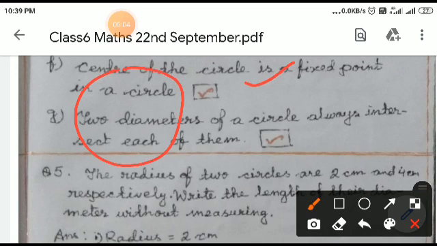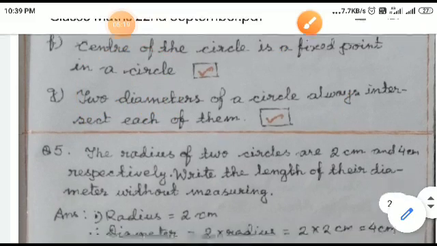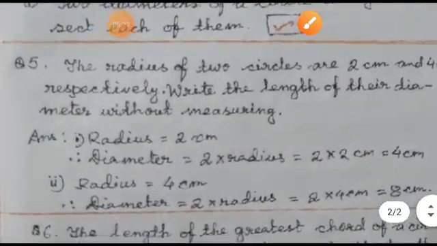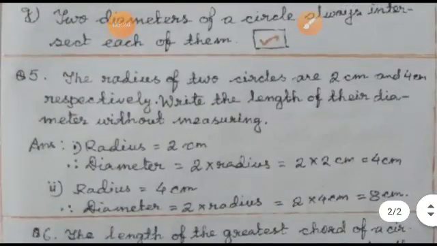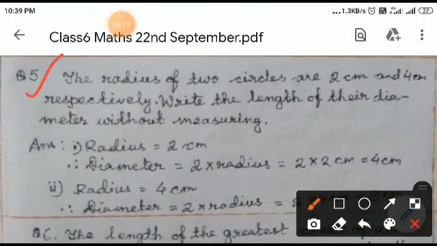See, it is the circle center. Two diameters always intersect at the point which is the center. So two diameters of the circle always intersect each other. Correct. Number 5. In question number 5, the radii of two circles are given which are 2 cm and 4 cm respectively. We have to find the length of the diameter of the circle without measuring, that is by finding the relation.